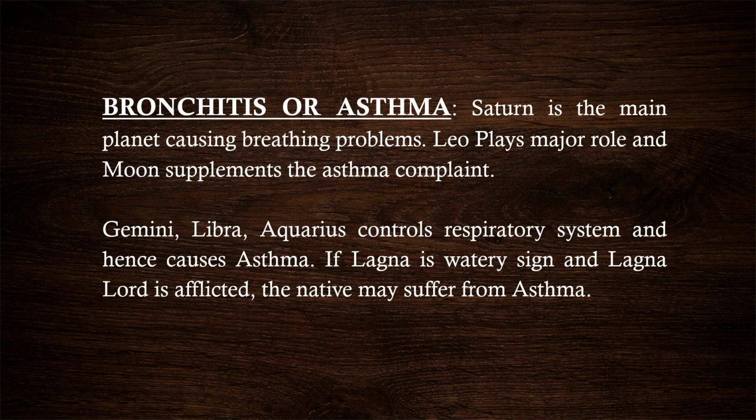Bronchitis or asthma. Saturn is the main planet causing breathing problems. Leo plays a major role and Moon supplements the asthma complaint. Gemini, Libra, Aquarius control the respiratory system and hence cause asthma. If Lagna is a watery sign and Lagna Lord is afflicted, the native may suffer from asthma.